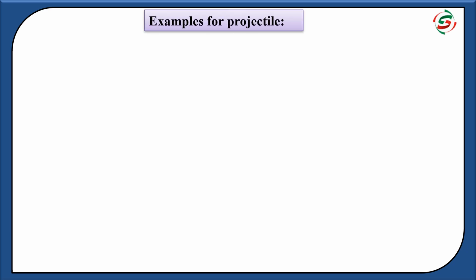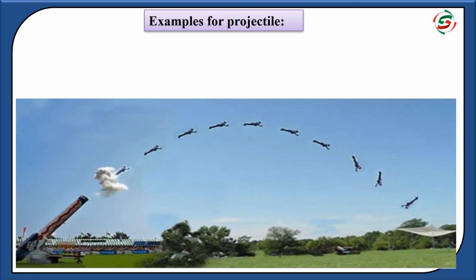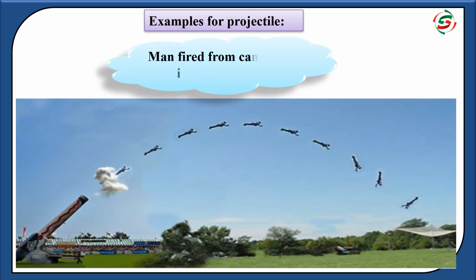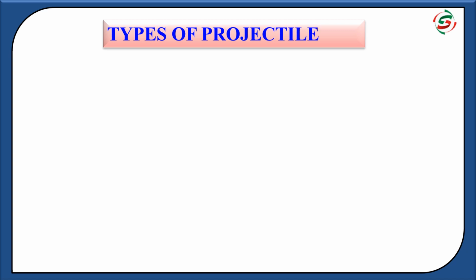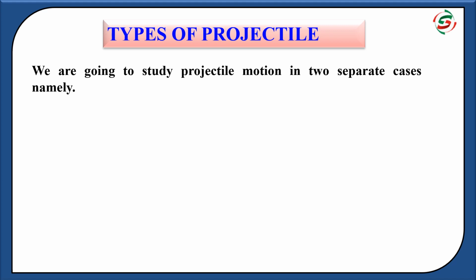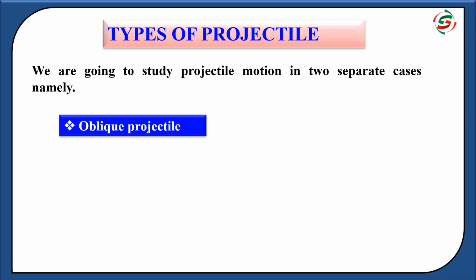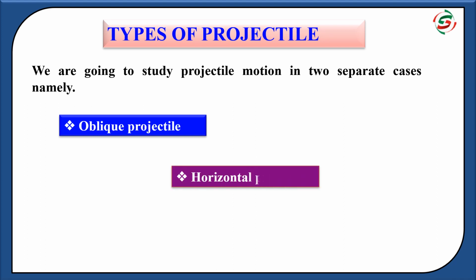Examples for projectile: a man fired from a cannon in olden days. Types of projectile. We're going to study projectile motion in two separate cases, namely oblique projectile and horizontal projectile.